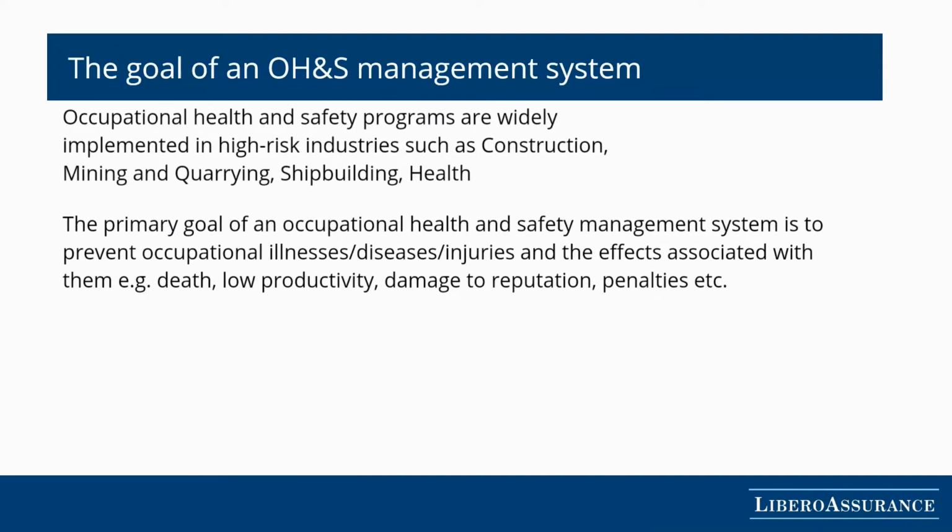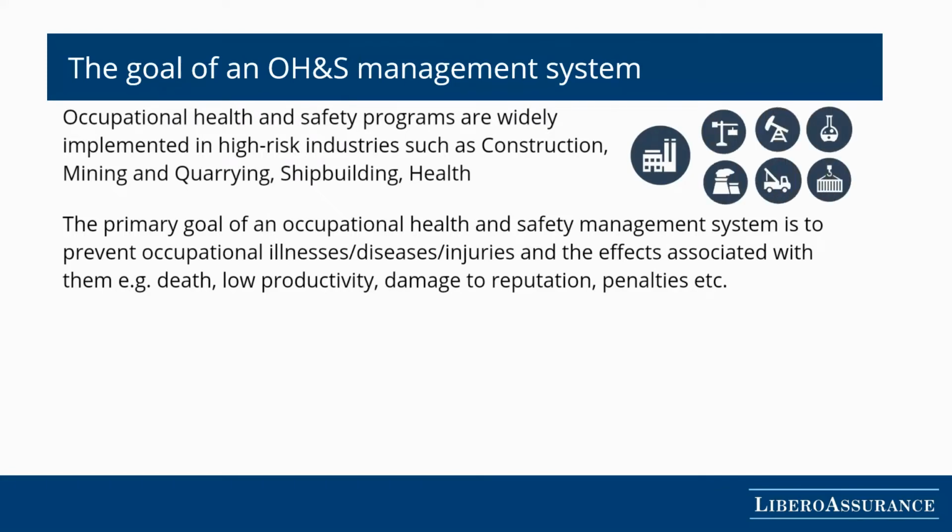Occupational health and safety programs are widely implemented in all industries, especially in high-risk industries such as construction, mining and quarrying, shipbuilding, health services, etc. An occupational health and safety management system's main goal is to prevent occupational illnesses, diseases, and injuries, and their associated consequences, such as death, low productivity, reputational damage, penalties, and so on.